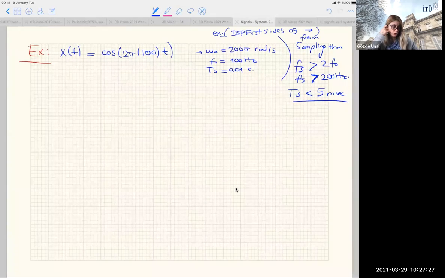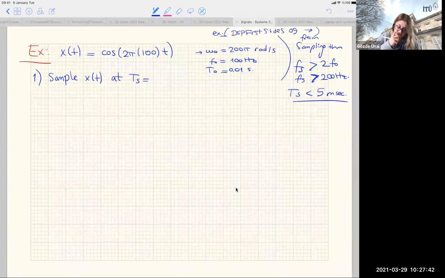We will look at the plots now. Let's do the math on the tablet and then look at the plots there. First, sample x of t. I know I'm fine as long as I'm sampling the signal with less than 5 millisecond intervals. Let's take my sampling period as 0.5 milliseconds.